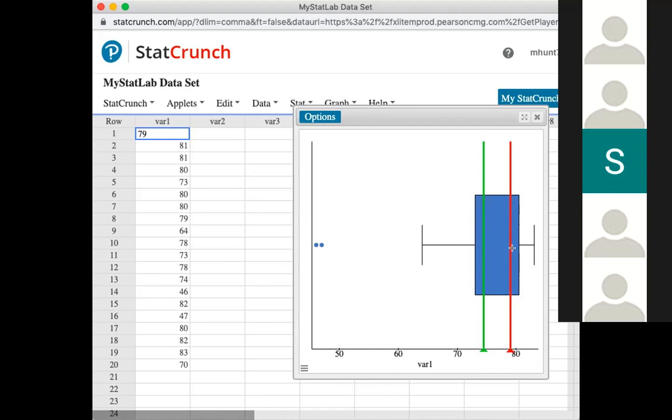I don't know what they're going to ask us other than that. Maybe they want the IQR, which is 7.5. Let's pretend that's all they want and get out of this and get back to the problem. Oh no. Screen share.